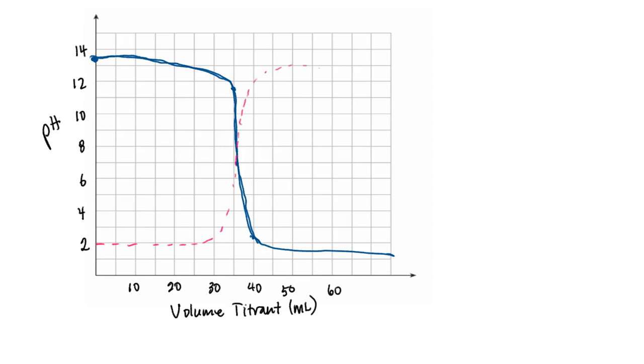Again, the key feature to note is how quickly this region of the curve shows a change in pH. That helps us in selecting indicators, and it also helps us characterize different titration curves as being strong acid, strong base, or weak acid, weak base, and so on.